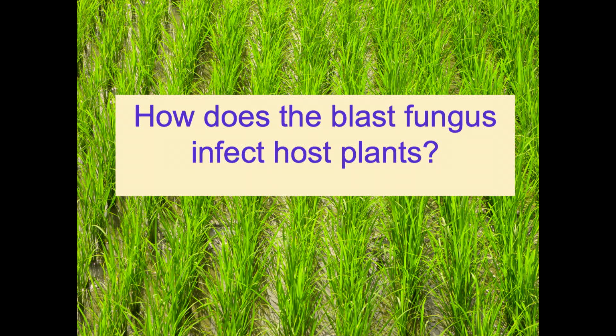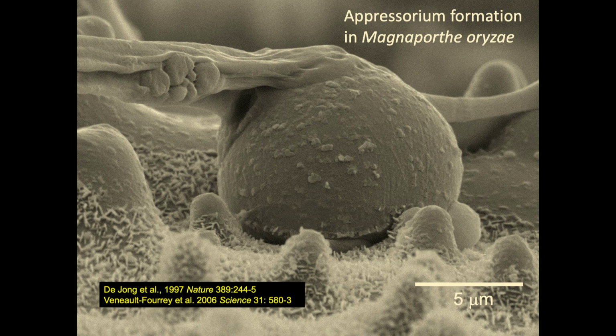Okay, so how does the fungus then infect host plants? How does this specialized cell, the appressorium, form, and then how does it function? So this is what an appressorium looks like. This is a scanning EM of an appressorium. So this is a cell which is about 8 micrometers in diameter, and it has a very thick melanin-lined cell wall with very reduced porosity.